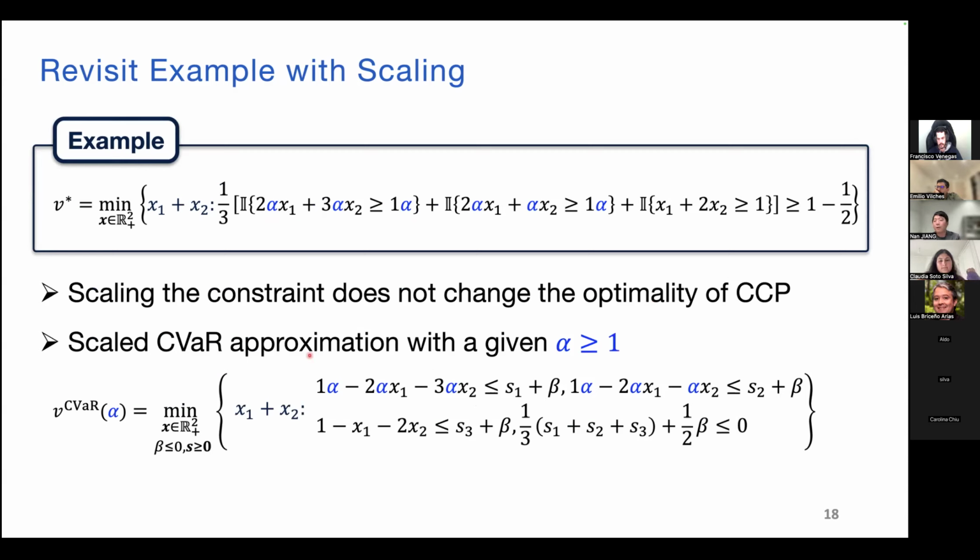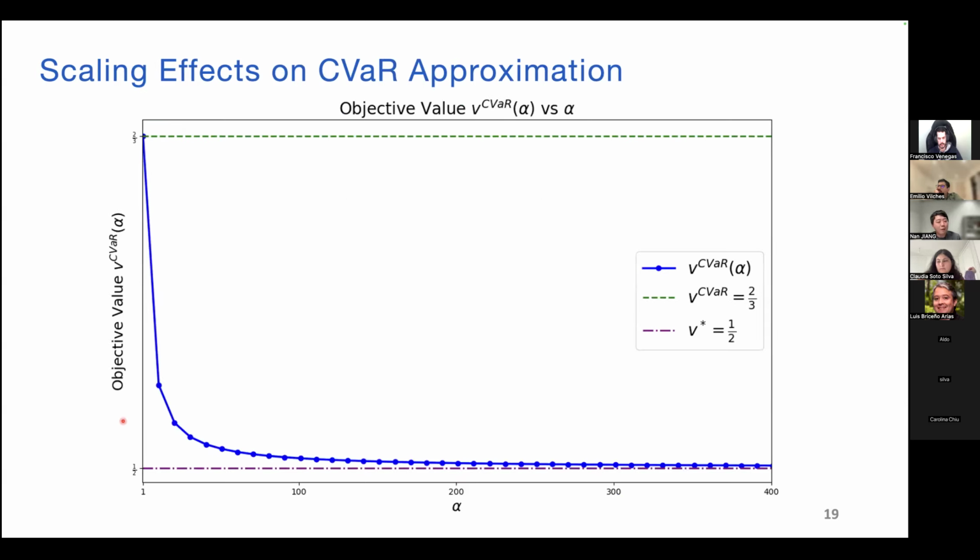Here we call it the scaled CVaR approximation, and this is a function of alpha. Right now we can say alpha is a given number. We just want to show the effect of alpha, how alpha will impact the CVaR approximation. So we can draw a figure. Let me explain how to interpret this figure.